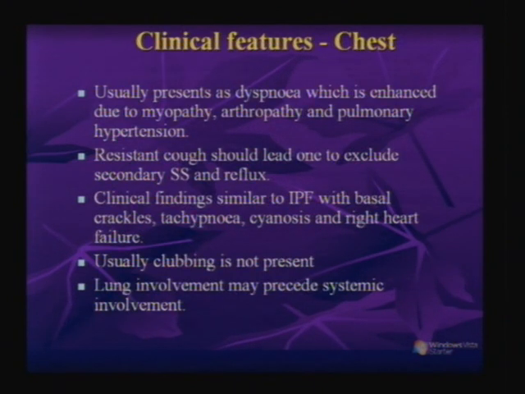Now coming to the clinical features specific to the respiratory system, it usually presents with dyspnea, which is enhanced due to the presence of myopathy, arthropathy and pulmonary hypertension. There is a resistant cough, which should lead one to exclude secondary Sjogren syndrome and reflux. Clinical findings similar to IPF, with basal crackles, tachypnea, cyanosis and right heart failure, are the usual hallmark of the disease. Usually clubbing is not present and lung involvement may often precede the systemic involvement.